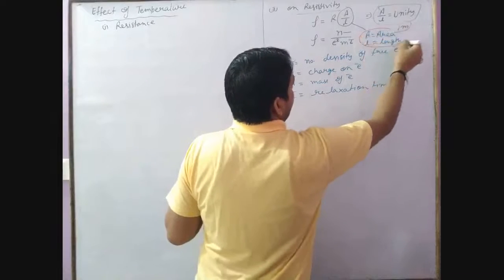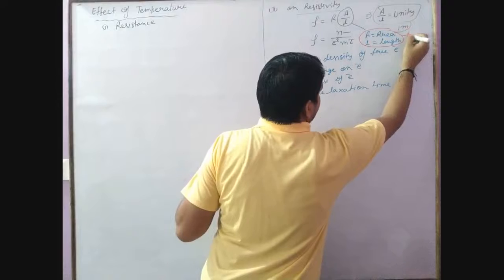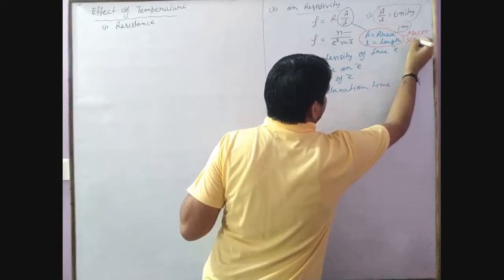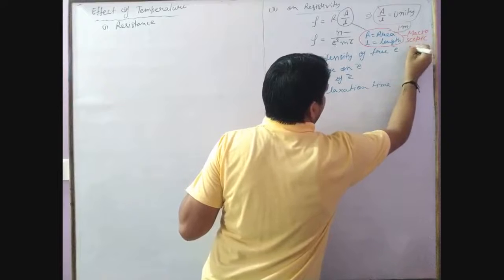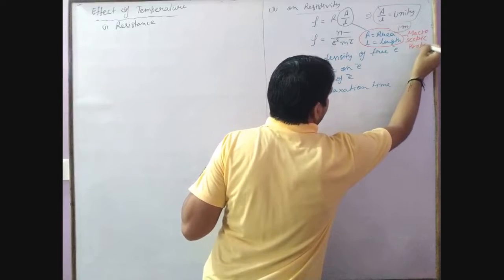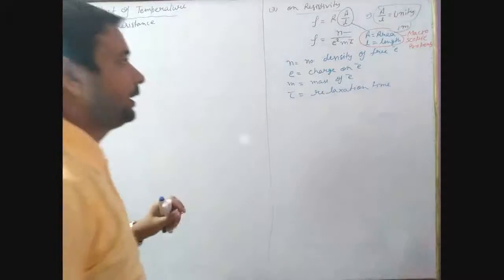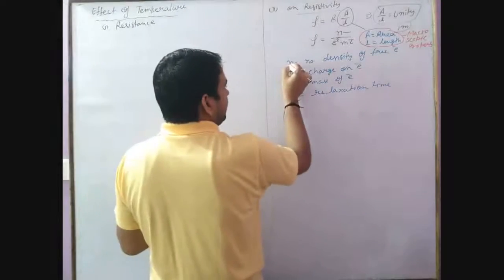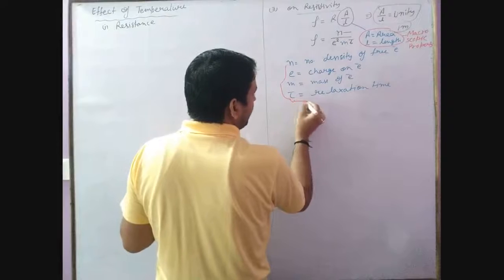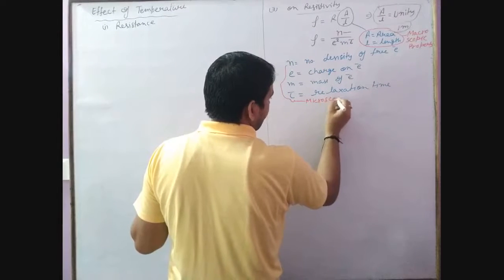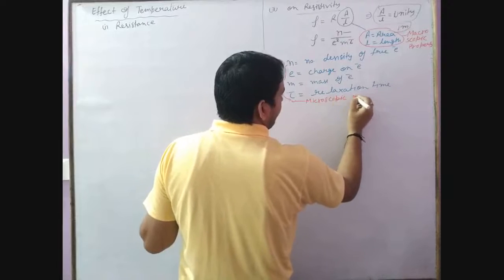These two are the macroscopic characteristic, the macroscopic property of the given wire. And these four are the microscopic properties.